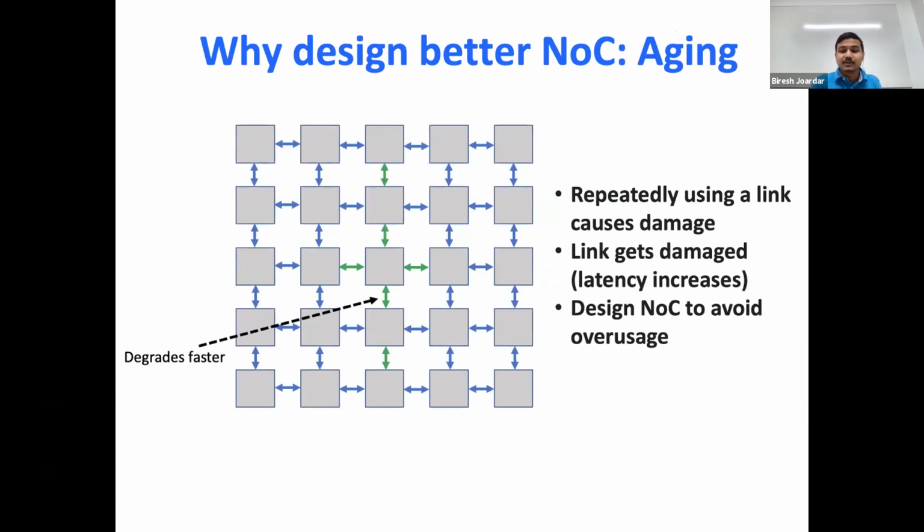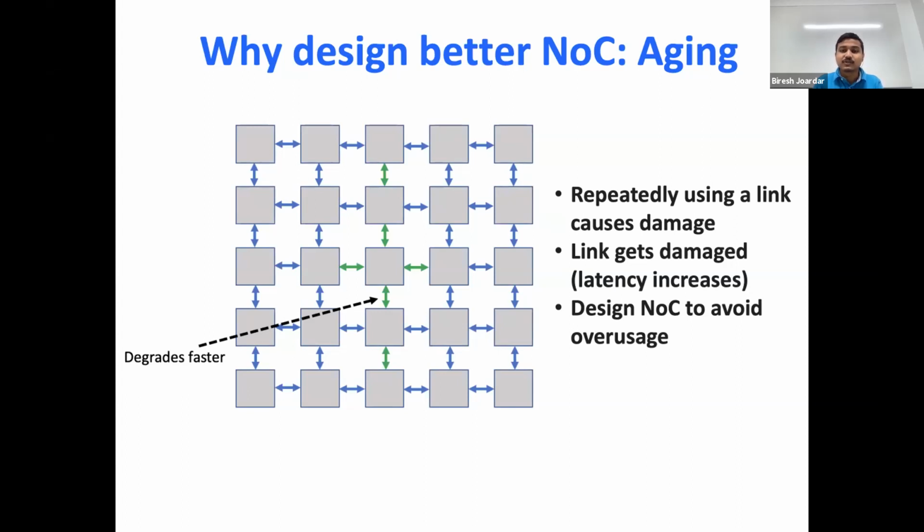So if, let's say, a few links are being used over and over, there is a very high chance that these links will fail. So real world example, let's say, if everyone uses the same road in the city many, many times, that road will fail faster and will need more maintenance. But there is no maintenance in an NOC because you can't do repair in the NOC.